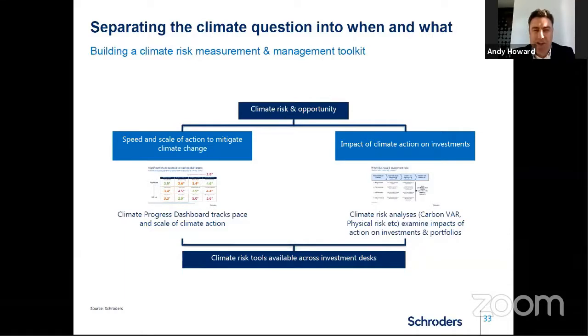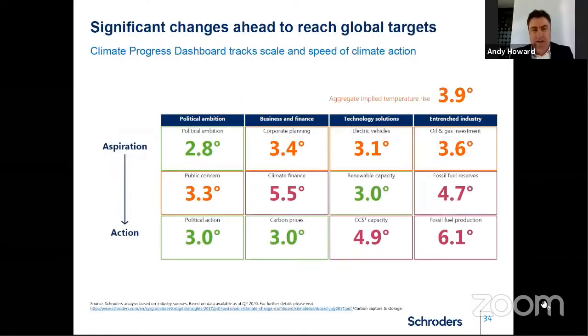So we separate the question into two. First of all, what is the timing and likelihood of seeing that transition to a low carbon economy? And secondly, what is the impact of a transition to a low carbon economy on the value of the investments that we manage? And what that allows us to do is separate the question of whether those effects will play out from what the implications of those changes playing out will be on the funds that we manage.